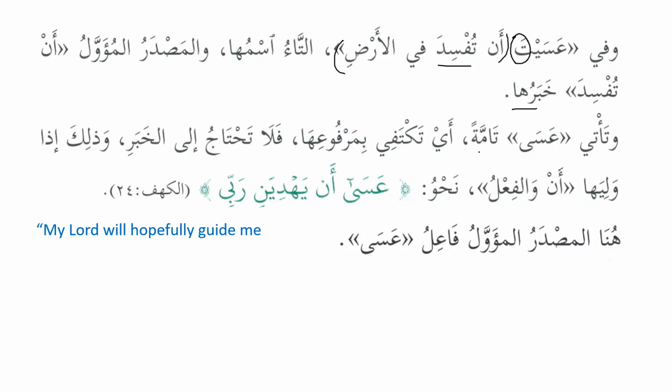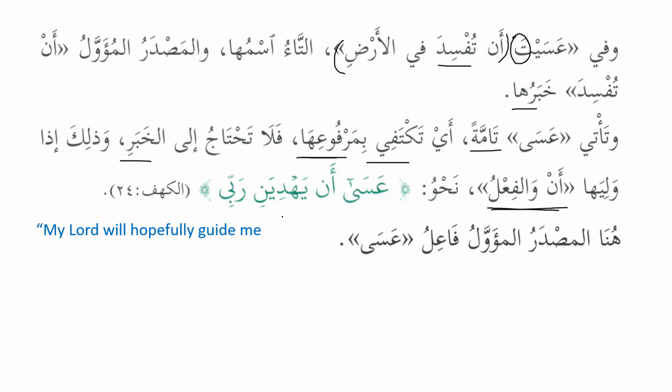وتأتي عسى تامة, and it is also used as a complete verb. أي تكتفي بمرفوعها, and it is sufficient that it has only the doer after that, or the noun that is marfu after that. And we know that after the verb, the noun is always marfu, and it is the doer of the action. Like we saw that دخل المدرس, the teacher entered. فلا تحتاج إلى الخبر, and it does not need a predicate. وذلك إذا وليها أن والفعل, and it is only in that case when it is followed by an wal fi'lu, yani al masdar al muawwal.